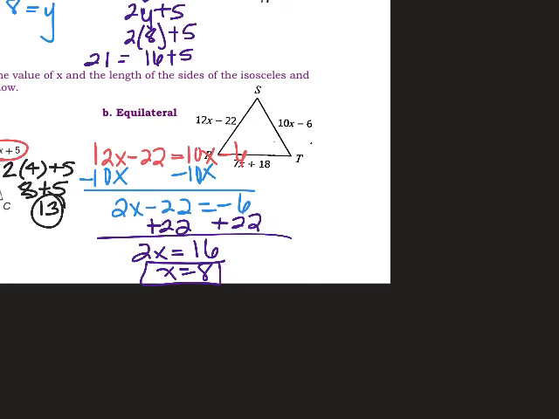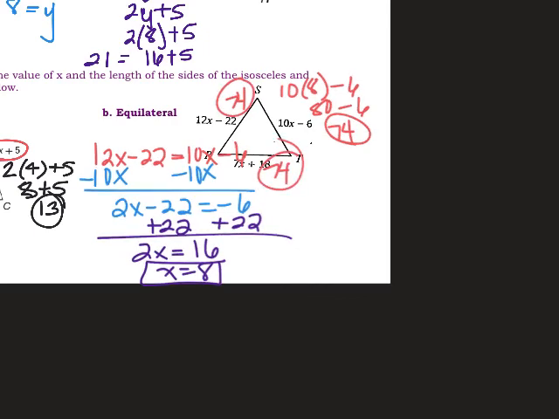So you pick any one you want to plug it into. I'm going to plug it into this one here. 10 times 8. What's 10 times 8? 80. What's 80 minus 6? 74. So if this one's 74, should they all be 74? Because they're all equal. Okay? So don't give yourself more work than you need to.